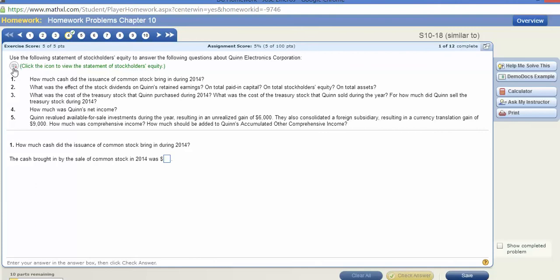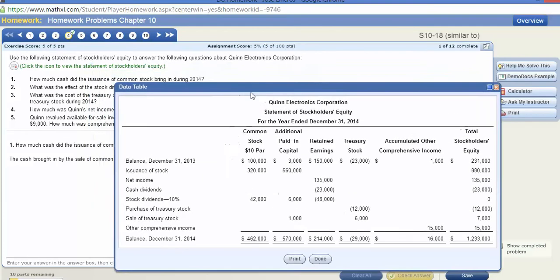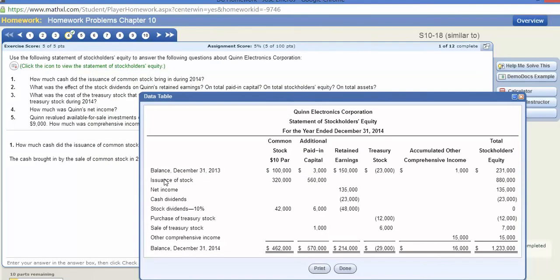Well, when we look here, it offers you a pretty big clue because here we're issuing stock, right? So we're issuing stock. That means that we're going to collect money. We're going to have a debit to cash and then a credit to common stock. Common stock is always par times the number of shares.